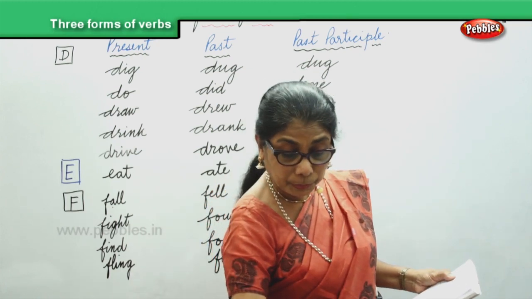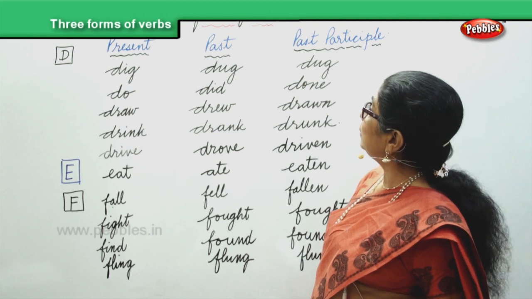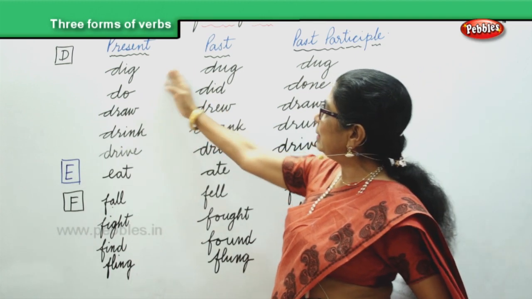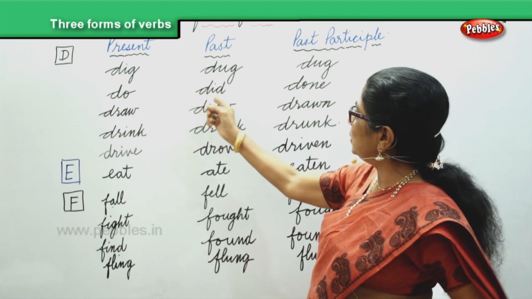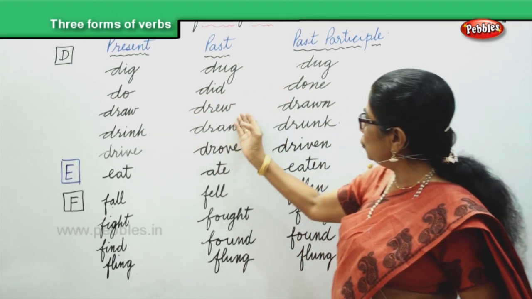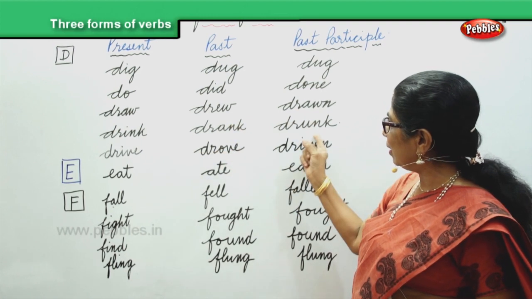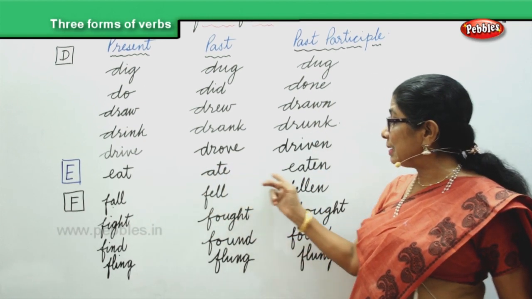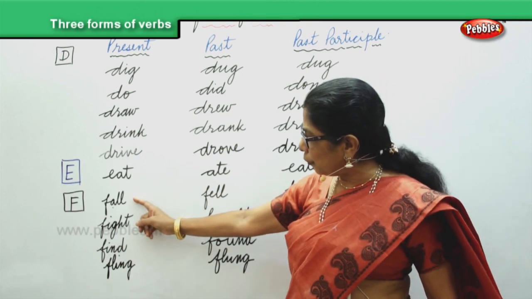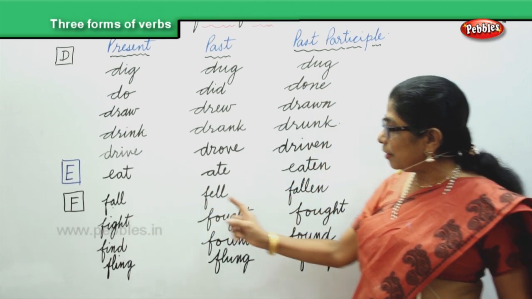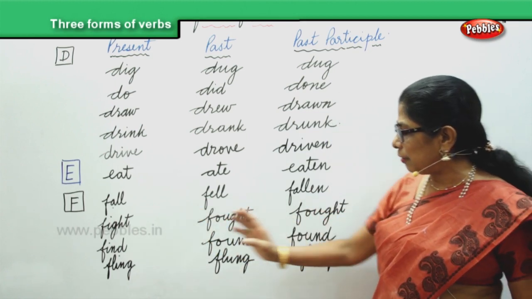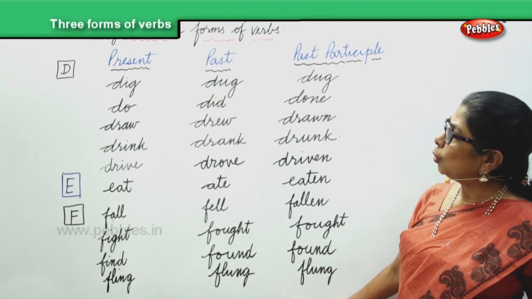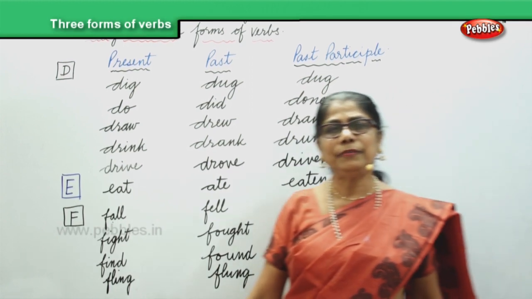Let's look at what we have done. We have done some strong verbs in three forms: present, past, past participle. In D we have dig, dug, dug, do, did, done, draw, drew, drawn, drink, drank, drunk, drive, drove, driven. In E we have eat, ate, eaten. In F category we have fall, fell, fallen, fight, fought, fought, find, found, found, fling, flung, flung. We have more to study of the strong verbs and the three forms in it.